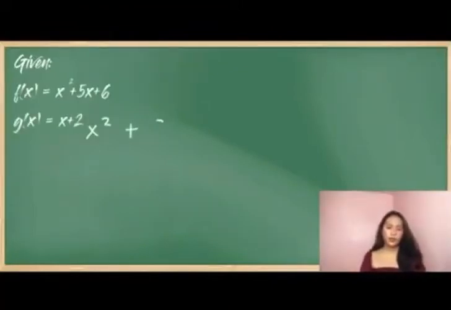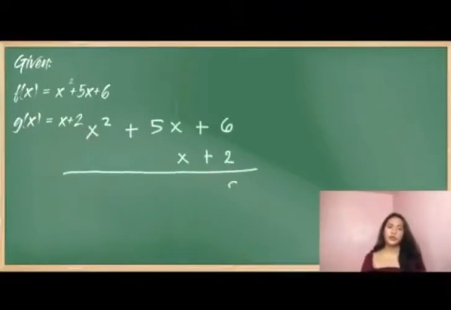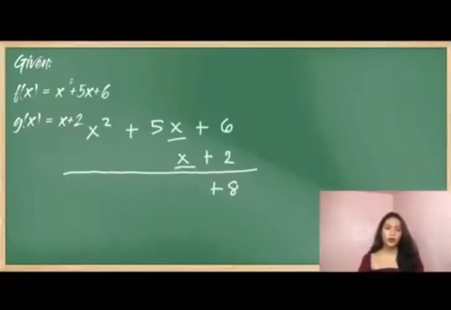To get the answer, we need to add the given functions. So x + 2 gives us 8 and 5x and x. As we all know, x is equivalent to 1x, and that will lead us to 6x.